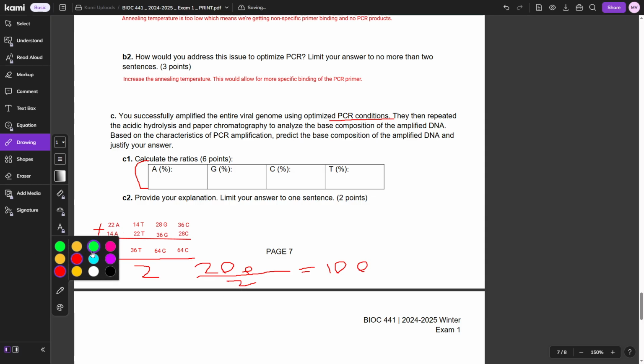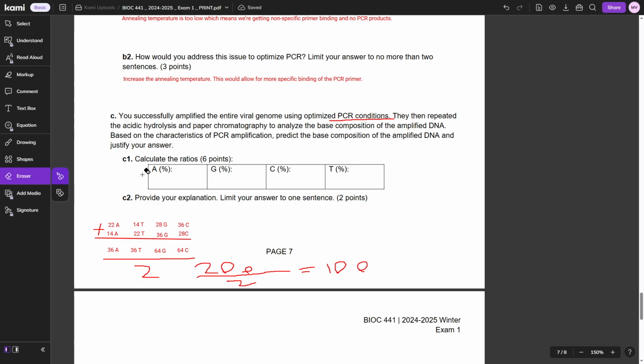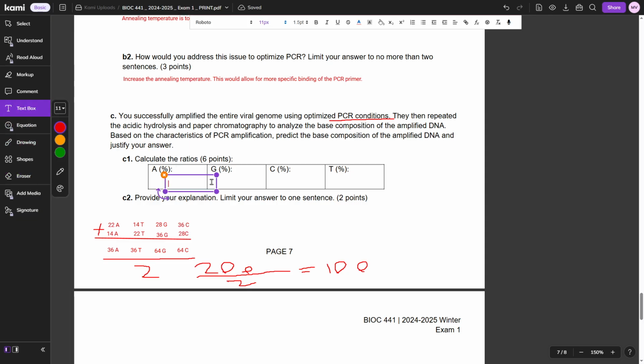my percentage values. So 36 divided by 2 is going to be 18% A. And then if it's 18% A, it also has to be 18% T. For G, 64 divided by 2 is 32%. And then this is also going to be 32%. And that is going to be the answer here.